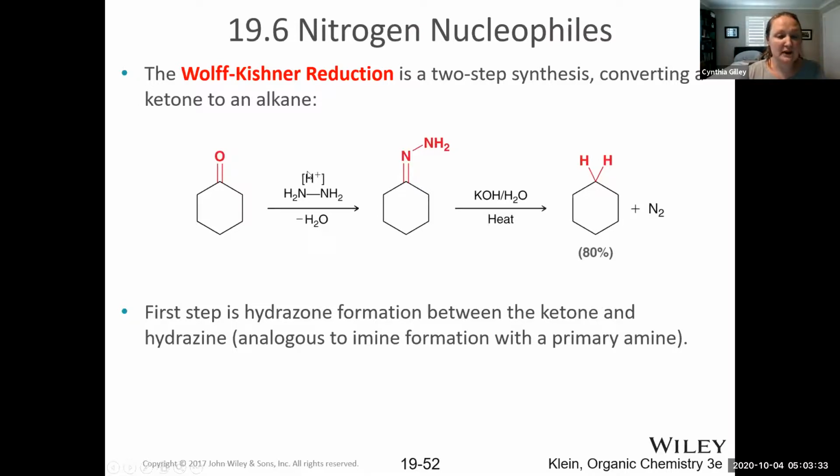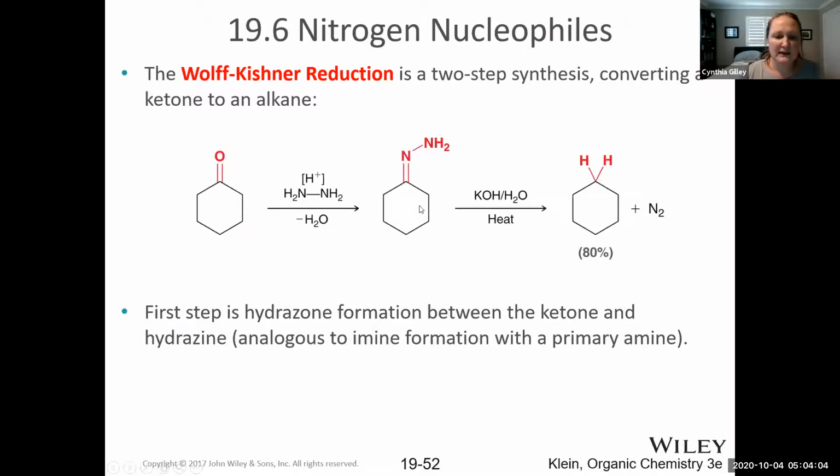The conditions are the same as imine formation, right? Catalytic acid, we need to remove water in the reaction to drive the equilibrium forward. You can think of this as entirely analogous to imine formation. The difference is that instead of an R group, we have an NH2 group here. So instead of adding a primary amine, we added hydrazine, right? But otherwise, it's exactly the same thing as imine formation.